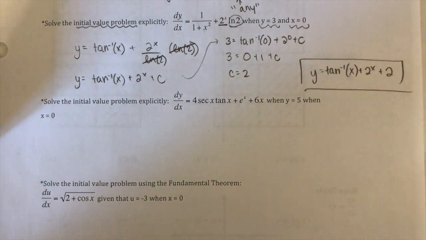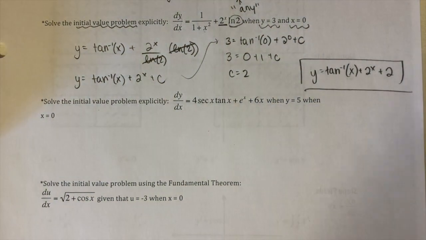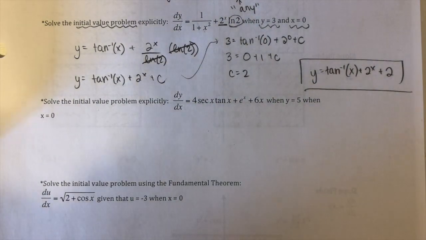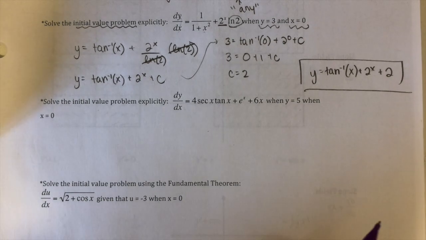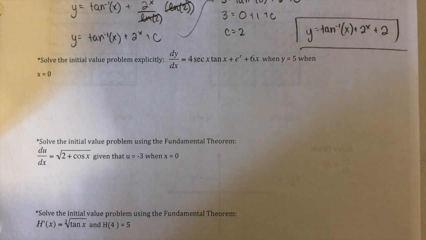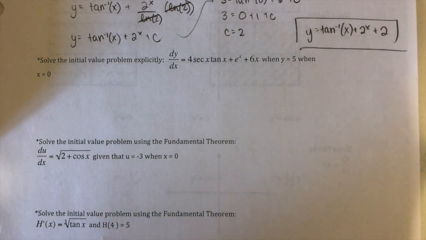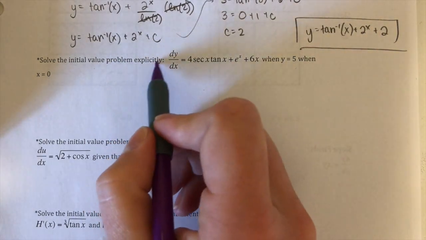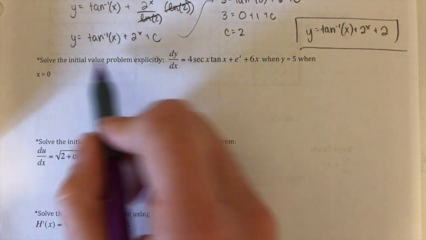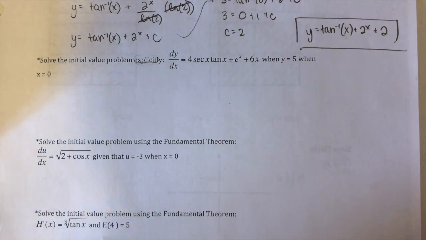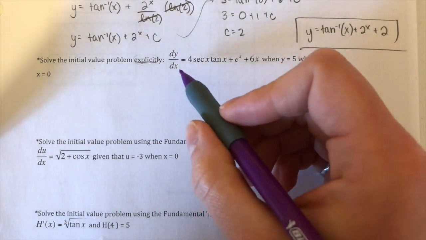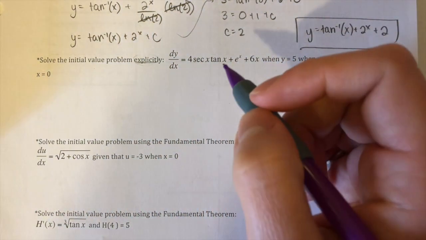Okay, so basically this is more antiderivatives. They're just a little bit more complicated. You can always check them by doing the derivative. So get what you think the antiderivative is and then check, do you get back to the original thing? Solve the initial value problem explicitly, so that tells us we need to actually give like an explicit value for c. So first we need to figure out what the y function must have been.